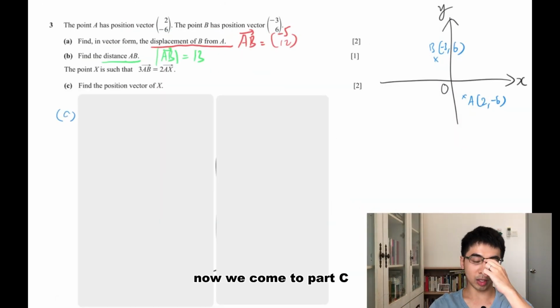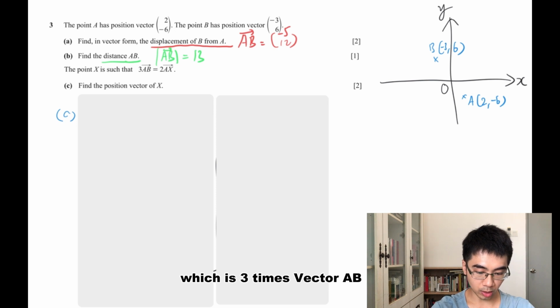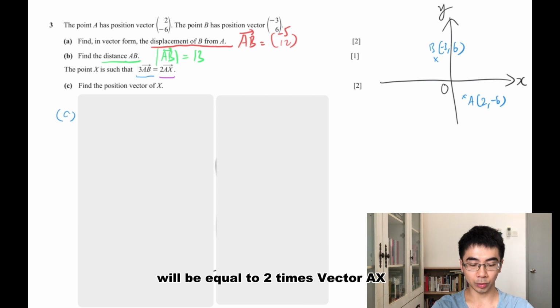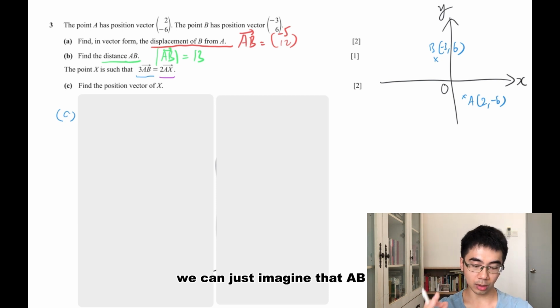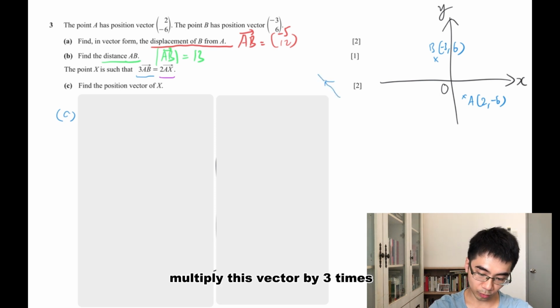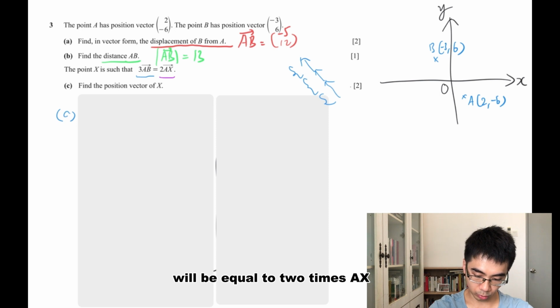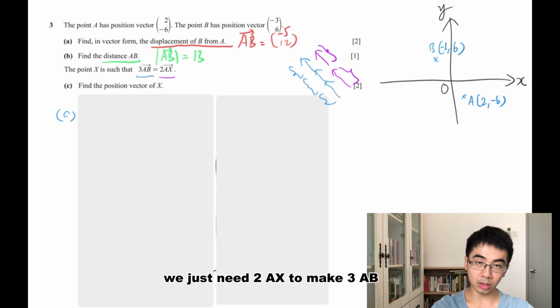All right, so now we come to part C. For part C, we have one more piece of information, which is 3 times the vector AB will be equal to 2 times the vector AX. So what does this mean? We can just imagine that for AB, this is the vector AB, and this vector multiplied by 3 times will be equal to 2 times AX. So it should be something like this. The purple one is AX.